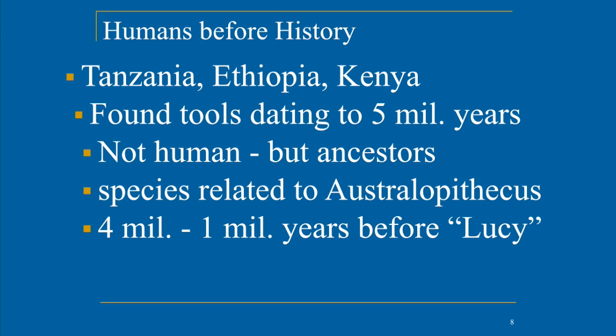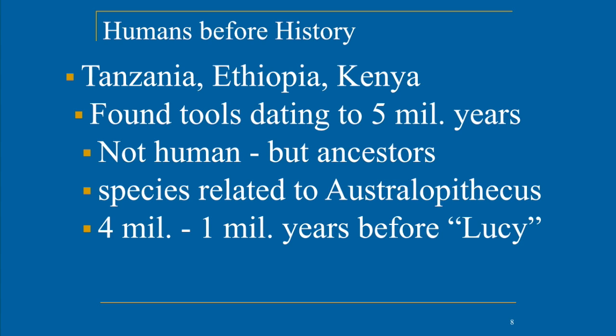Humans before history. We know that hominids are the early ancestors to what we would now call human beings. Now, we know that the first humans to ever come out of wherever they came from, basically through evolution, started in Tanzania, Ethiopia, and Kenya. These humans did not look a lot like human beings we know today. They were hominids. And we have found tools dating back to about 5 million years ago.